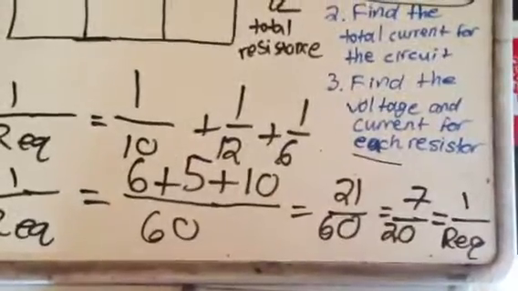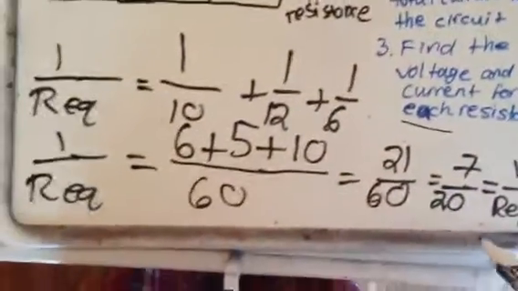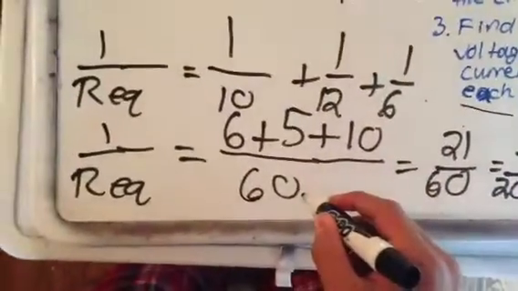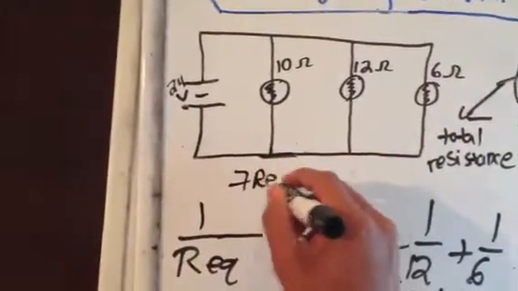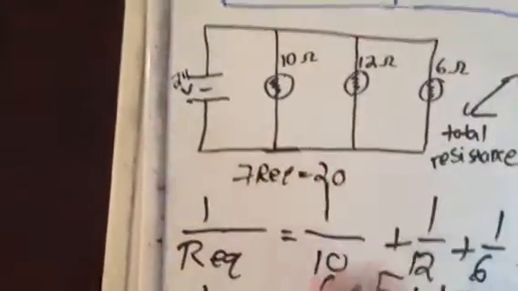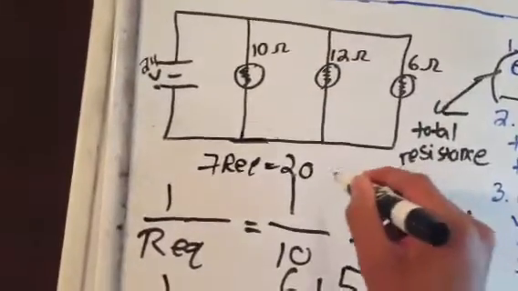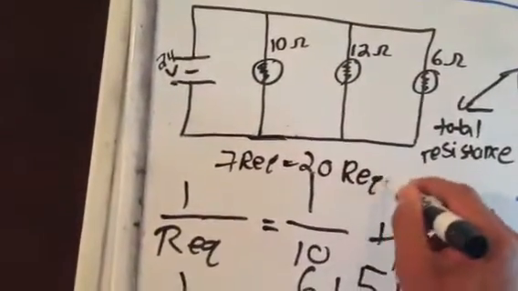So what would you do in normal mathematics when you have this? You would cross multiply and isolate the variable. So let's do just that. When I do that, I get 7 Req equals 20. What would you do? Divide both sides by 7, and I'm going to use my handy dandy calculator here.